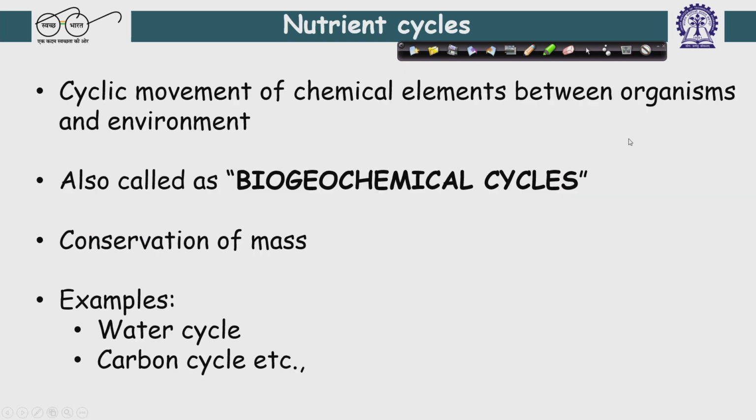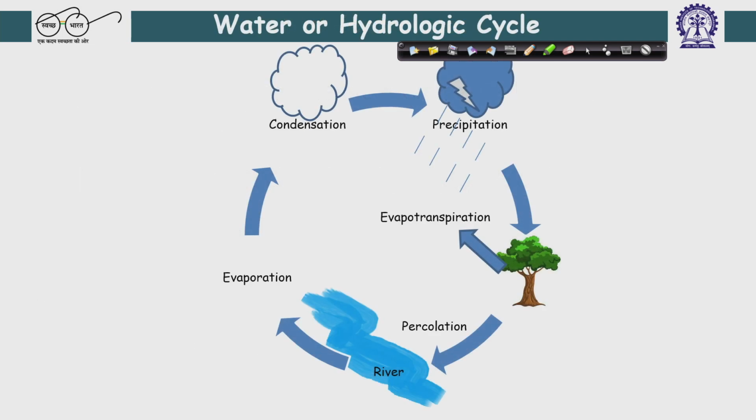So, there is a cyclic movement of chemical elements between organisms and environment, which is also called biogeochemical cycle, because here biology, geology as well as chemistry is involved. So, the chemical elements between organisms and the environment when they interact, that is called biogeochemical cycle. There is of course conservation of mass and conservation of energy, which always holds good. So, here we have the water cycle, carbon cycle and those different kinds of cycles. You have already seen all this before, so I do not think I have to spend too much time here.